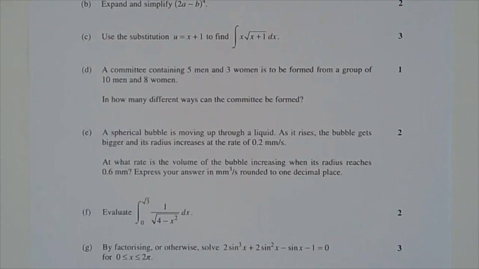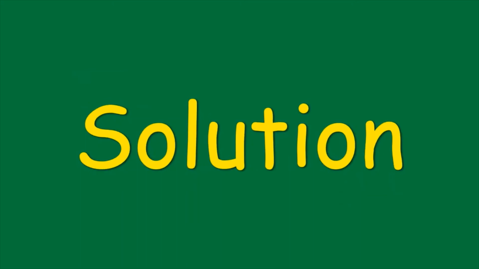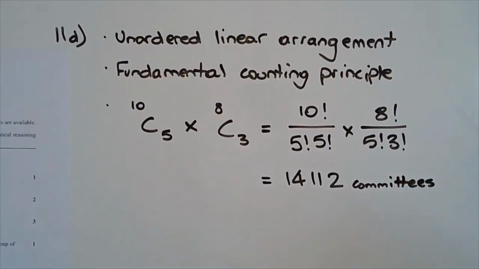Question 11D. A committee containing 5 men and 3 women is to be formed from a group of 10 men and 8 women. In how many different ways can the committee be formed? This is an unordered linear arrangement, so combinations will be used, not permutations. We'll also apply the fundamental counting principle to determine the total number of committees that may be formed.